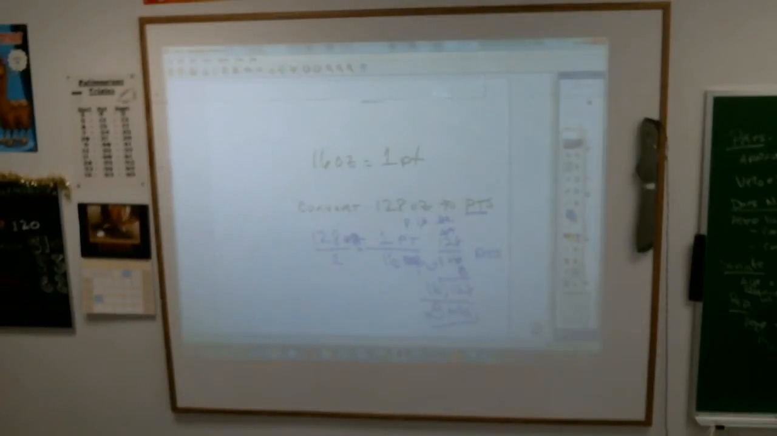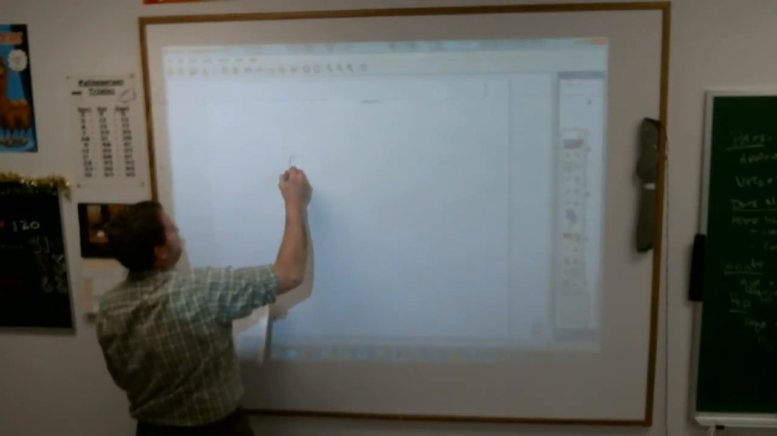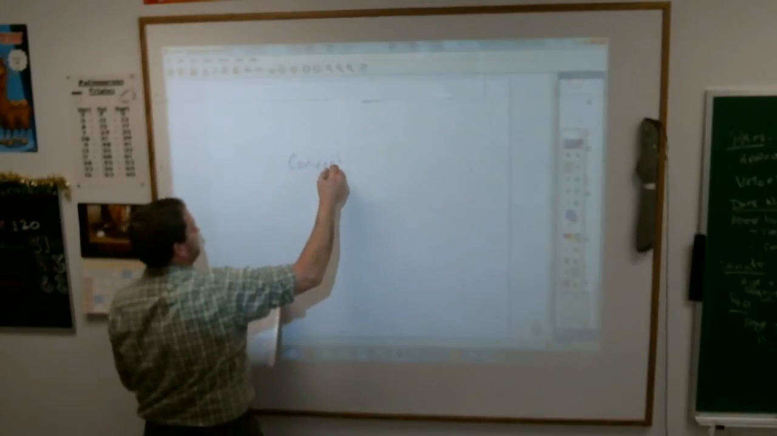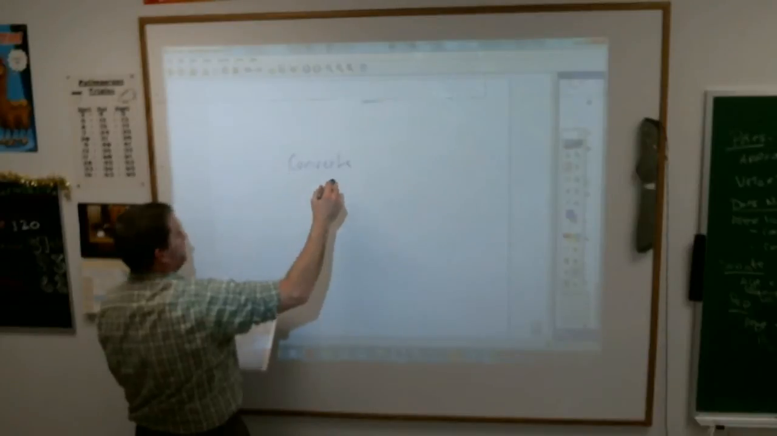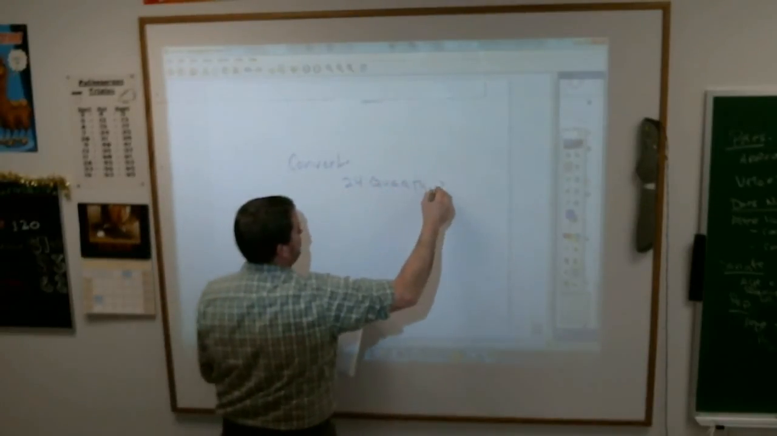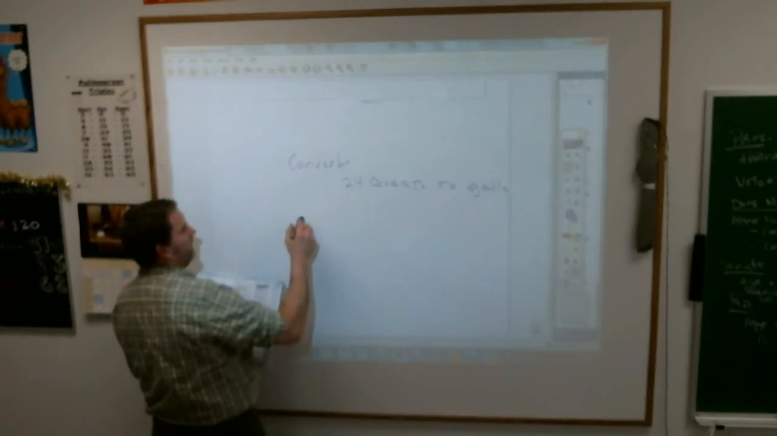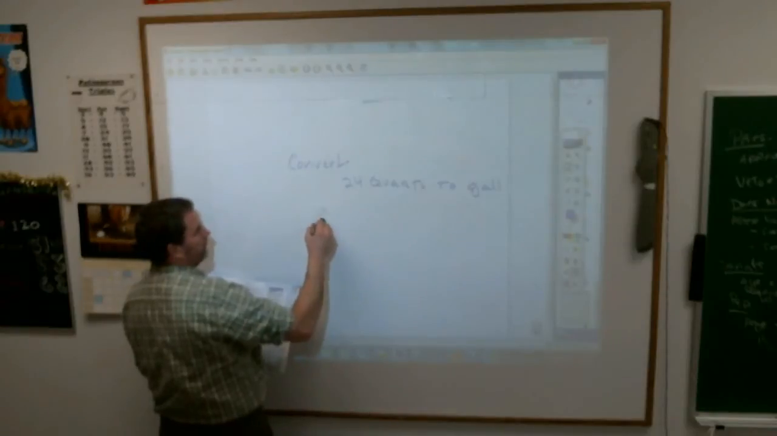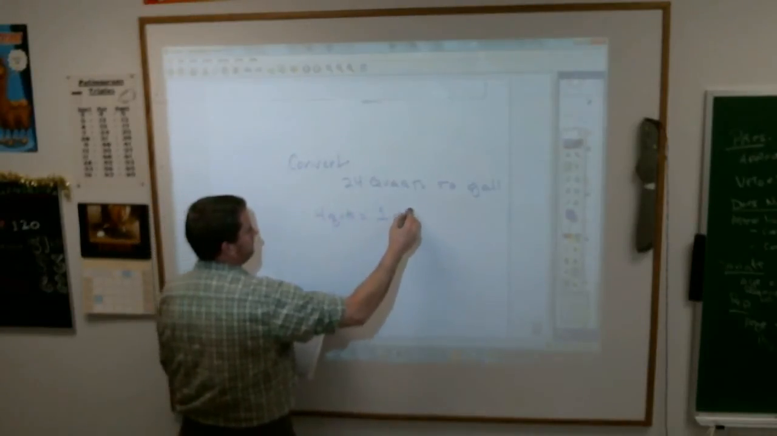Alright, let's try one more. I'll give you this one here. Convert 24 quarts to gallons, knowing that 4 quarts equals 1 gallon.